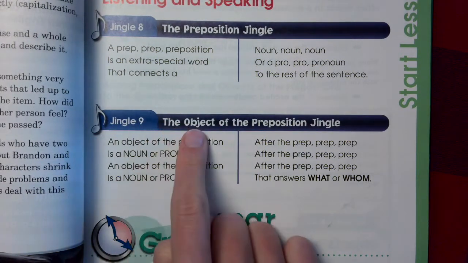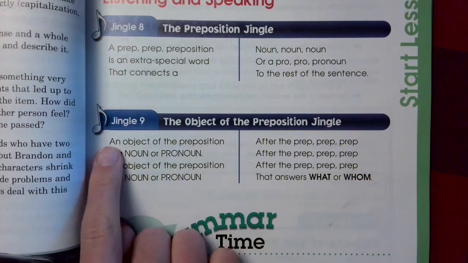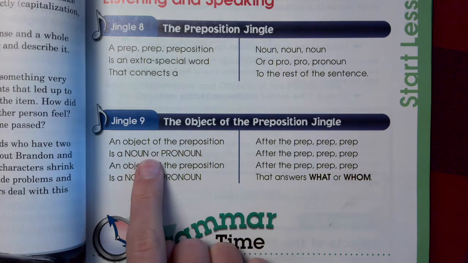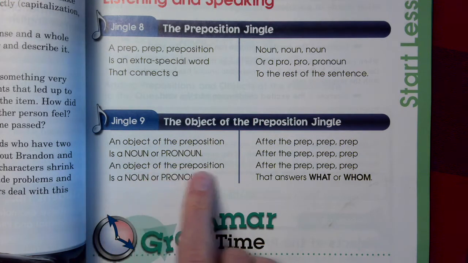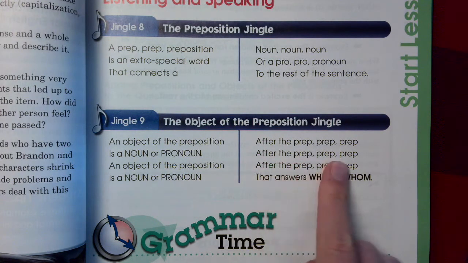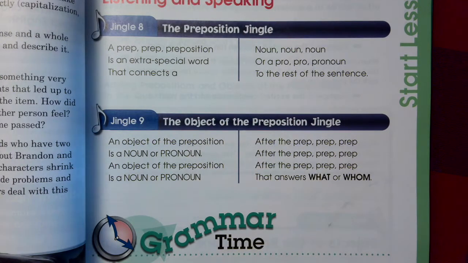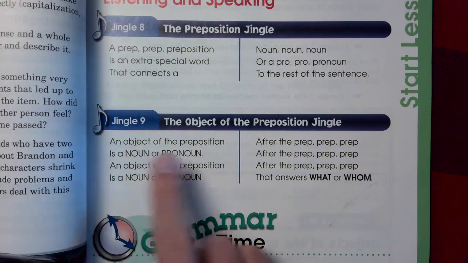Jingle 9, the object of the preposition jingle, class. An object of the preposition is a noun or pronoun. After the prep, after the prep, after the prep, that answers what or whom. Okay, so it's a noun or a pronoun.